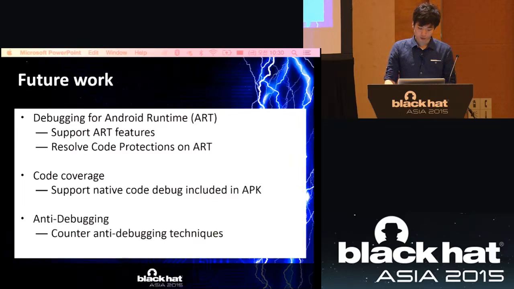And second is code coverage. Android apps can include libraries running in a native environment, and malware usually uses them to make analysis hard. Third, we'll handle anti-debugging. We'll do that as much as we can, unless it is a complicated issue for debugging. Okay, this is all we prepared. I thank you for listening. Are there any questions?